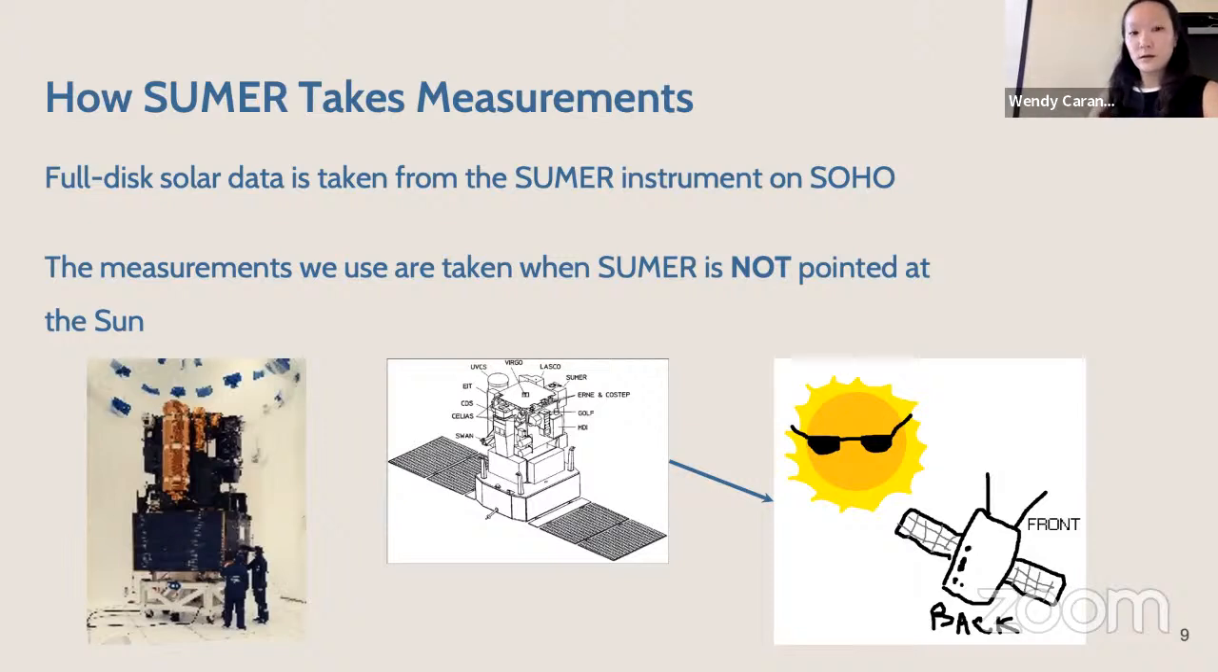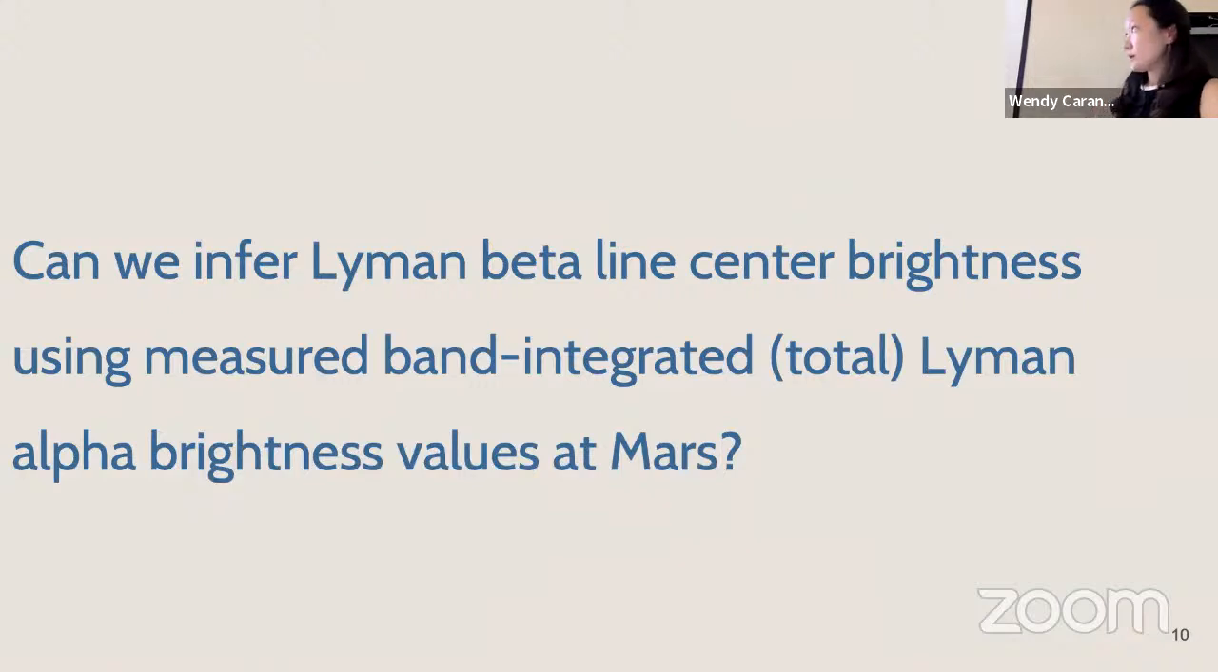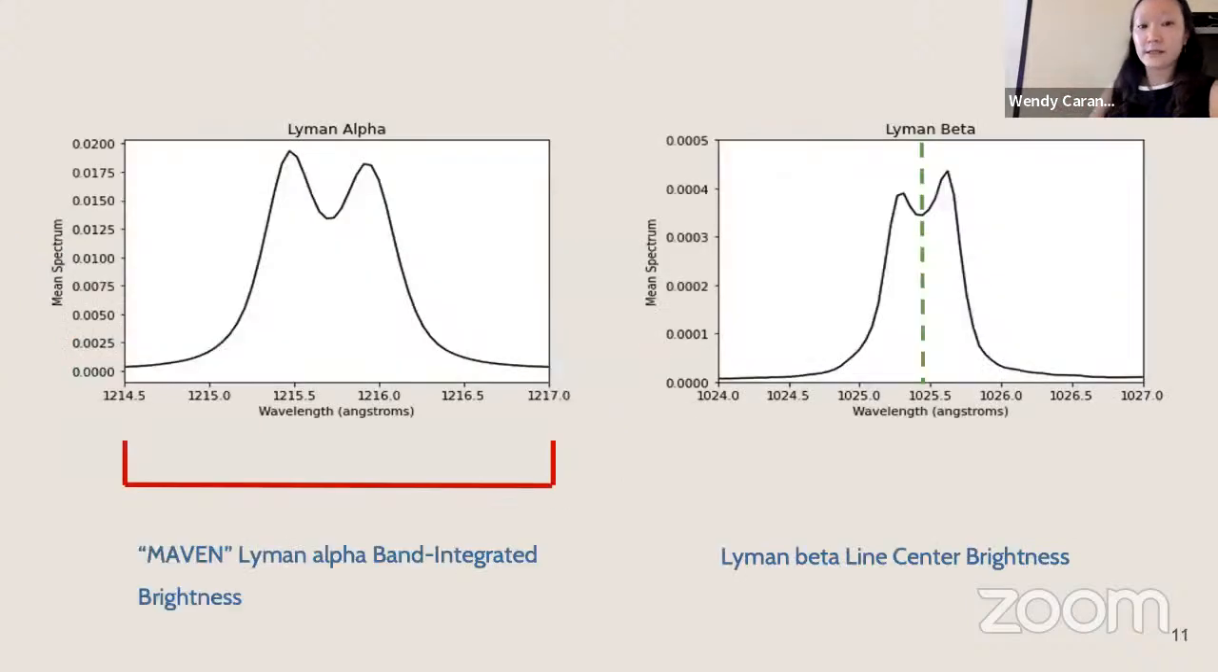Okay, so now you have some context. Can we infer Lyman beta line center brightness using measured band integrated total Lyman alpha brightness values at Mars? So we're back to looking at Mars here. Imagine instead that this is information we get from Mars about Lyman alpha. We take that area under the curve, that band integrated brightness, and from only that information, can we get this dotted green line for Lyman beta and get Lyman beta's line center brightness?